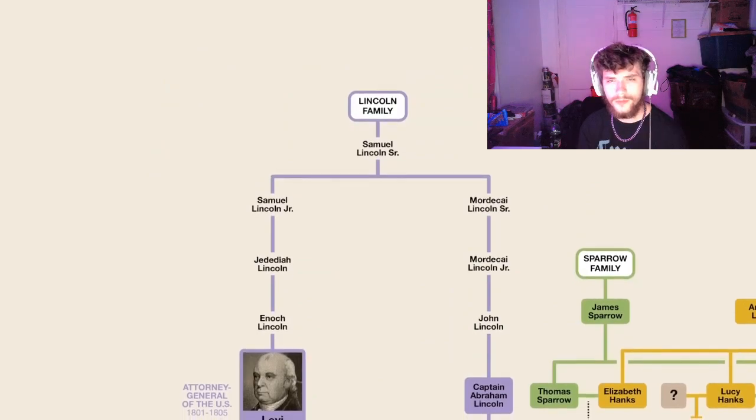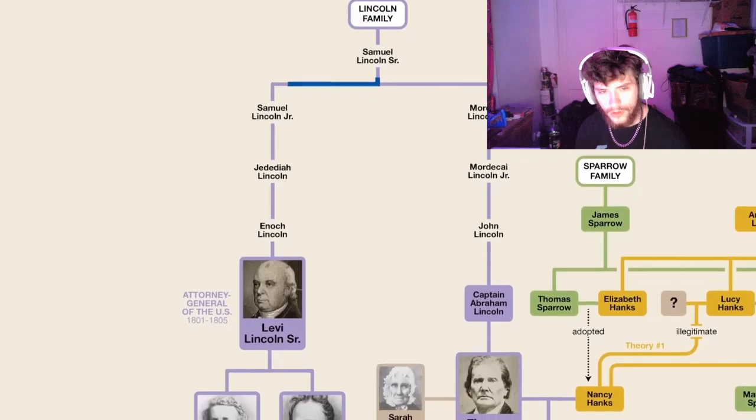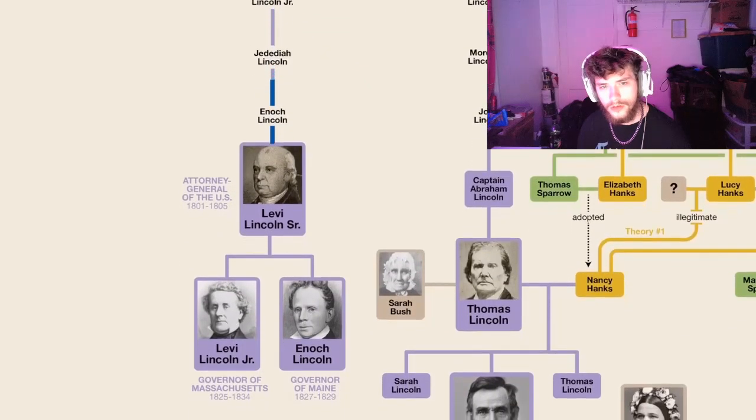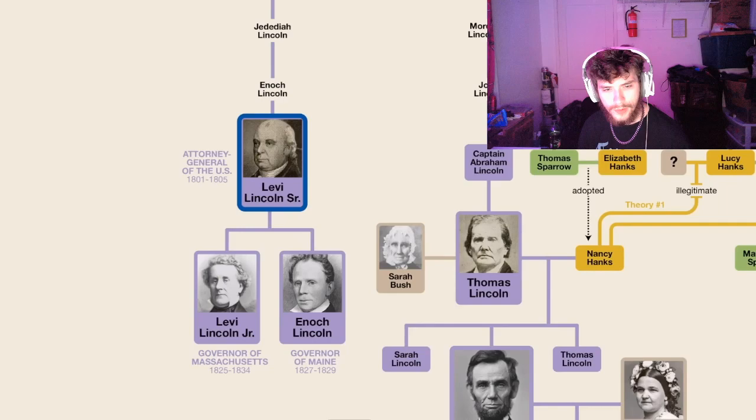Oh, wow. By the time of the American Revolution, one of Samuel's great-great-grandsons had become a prominent lawyer in Massachusetts, Levi Lincoln Sr. Levi Sr. helped write the Massachusetts state constitution and worked on a court case that led to abolishing slavery in that state. He then served in the State House of Representatives and the State Senate before becoming the Attorney General of the United States under President Thomas Jefferson.